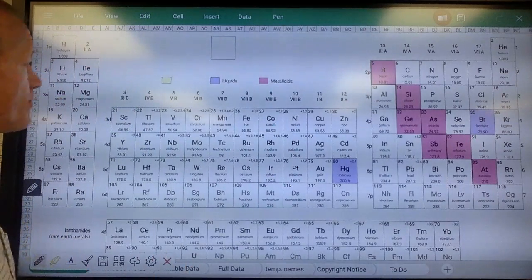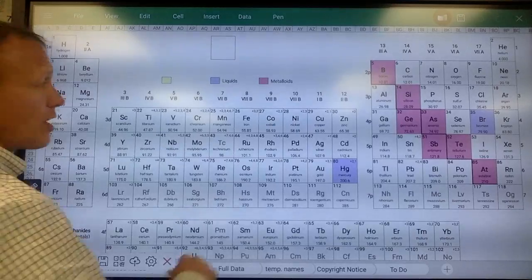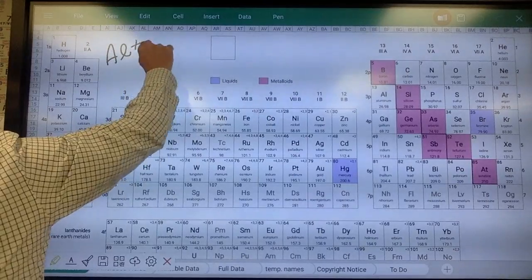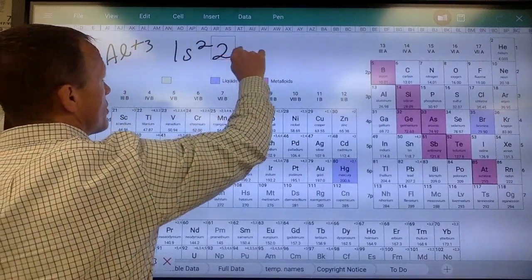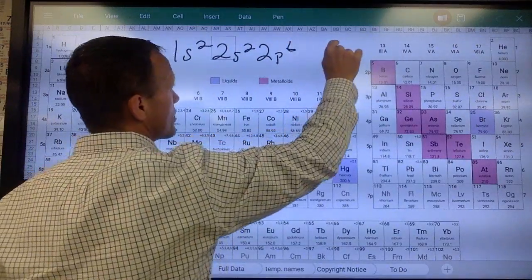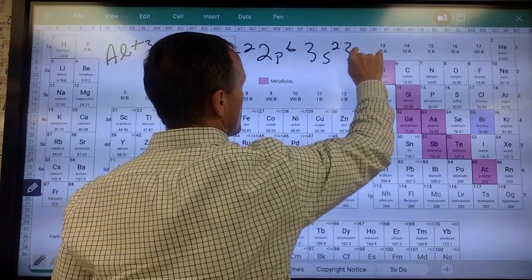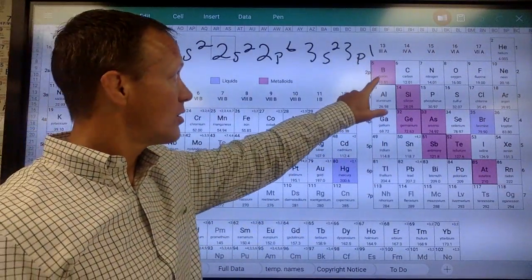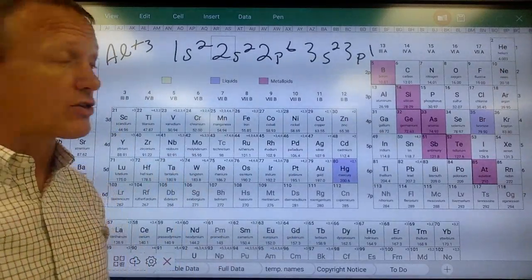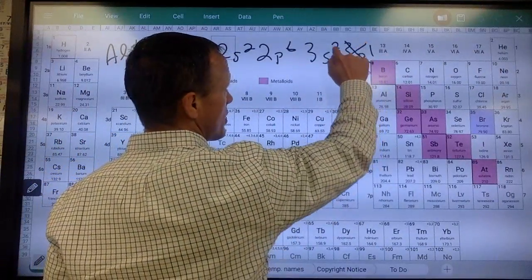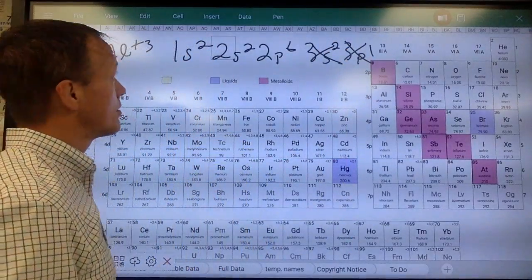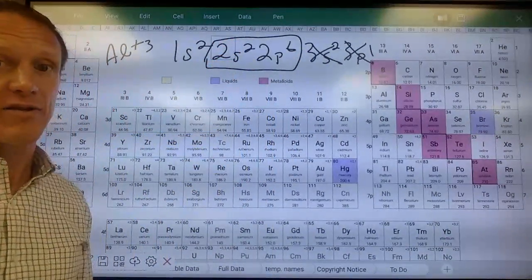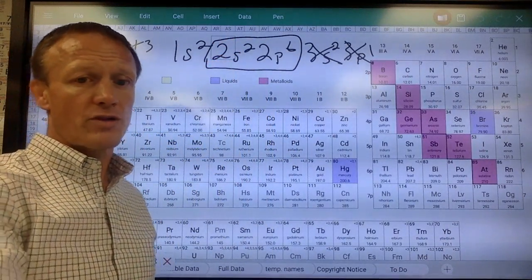Let me do one more. Let's say we're doing aluminum with a +3 charge. Aluminum forms a +3 charge, so aluminum +3. So I'm going to write the whole configuration. There's 1s2, 2s2, 2p6, 3s2, 3p1. That's normal aluminum, all 13 of its electrons normally. With a +3 charge, it's lost 3 electrons, so that would be this electron and those 2 electrons. Those are gone. So if you look now, its 2nd energy level is now its outer energy level, and it has 8 valence. All right, that's a quick electron configuration.